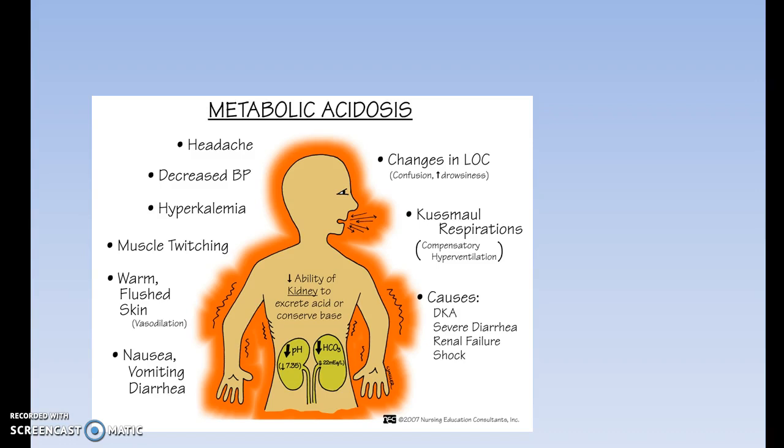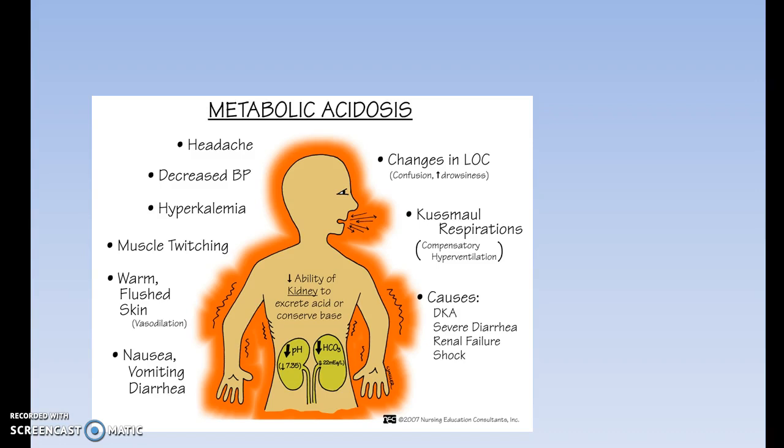They're going to be confused. They're going to be drowsy. Now you say, what's the difference? Because we just talked about, and with respiratory acidosis, they may be confused and drowsy. The difference is you're going to look at their respirations. They're going to hyperventilate. So the causes, again, DKA, severe diarrhea, renal failure, and shock.